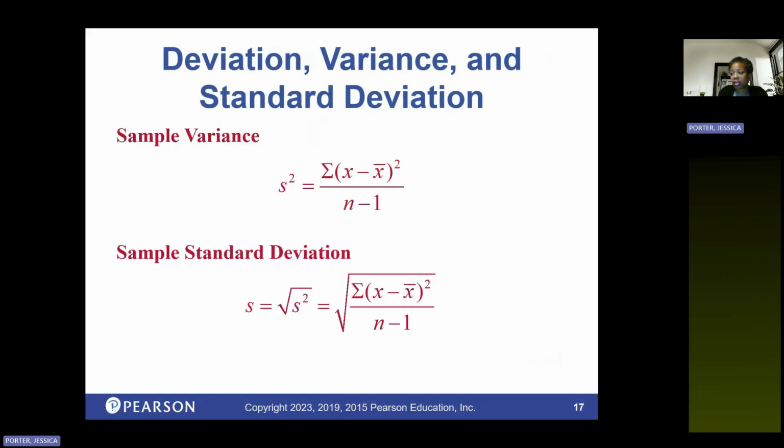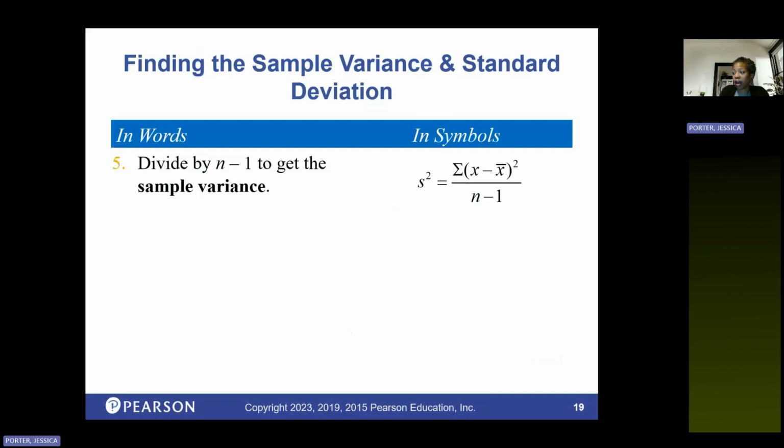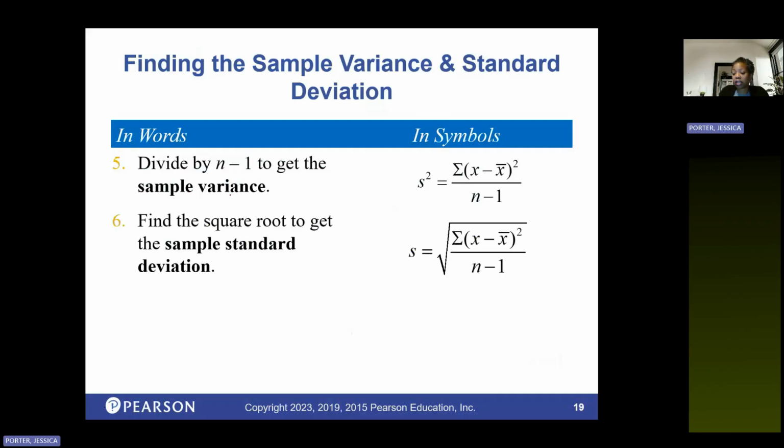Sample variance, the only difference between that and the population variance is this n minus 1. So instead of n, we have n minus 1. Same process, but instead I'll divide by n minus 1. And then to get the sample standard deviation, I'm going to take the square root of all of that.